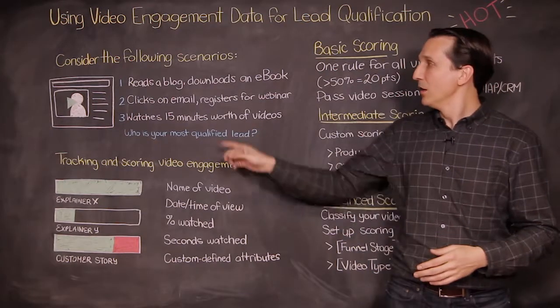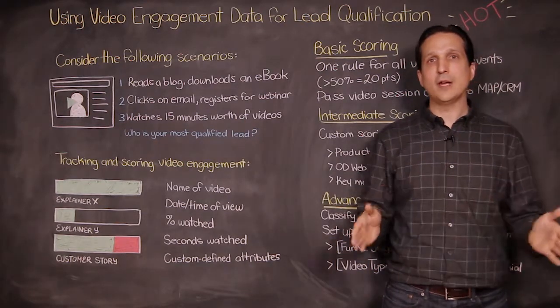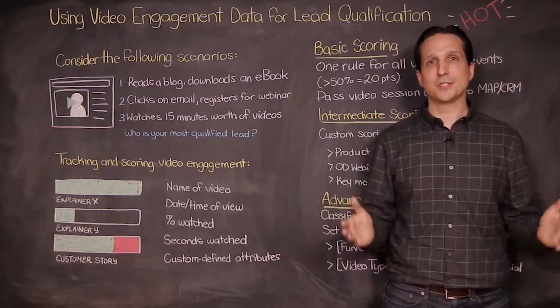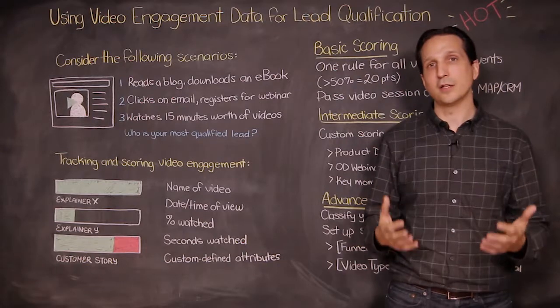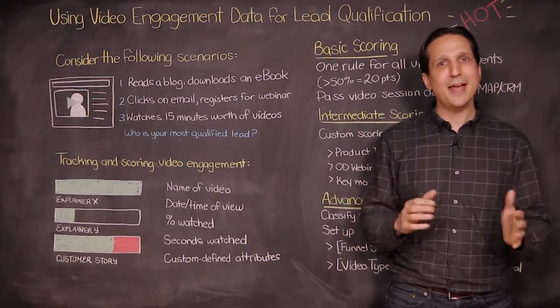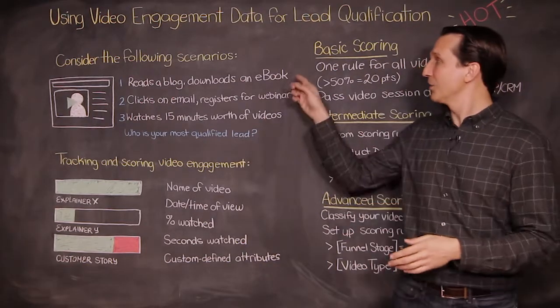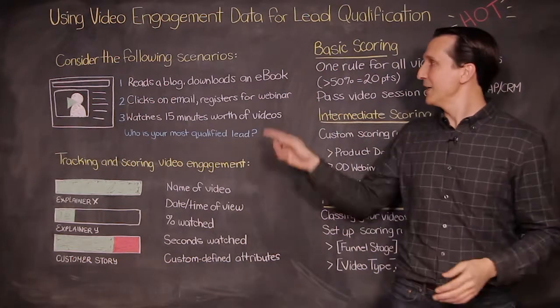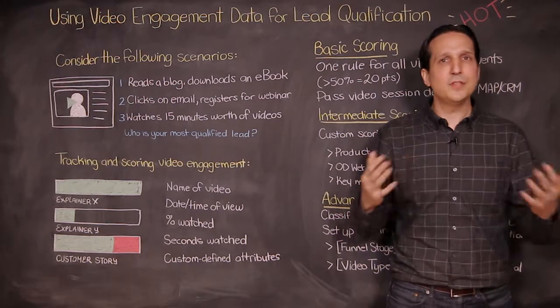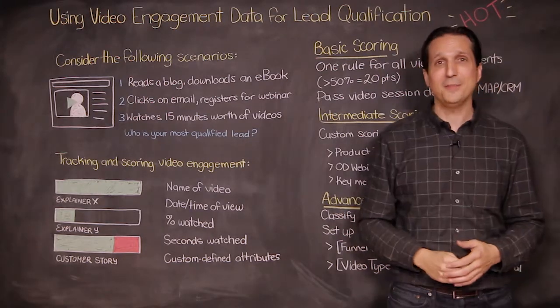Lead number three watches your 2-minute explainer video all the way to the end, then a 3-minute customer testimonial video, followed by 10 minutes worth of video content within your thought leadership library. Now, my bet is that with today's scoring model, you're going to be scoring leads number 1 and 2 higher and flipping them to sales faster because of these actions that they took, even though you have no idea if they actually read that ebook.